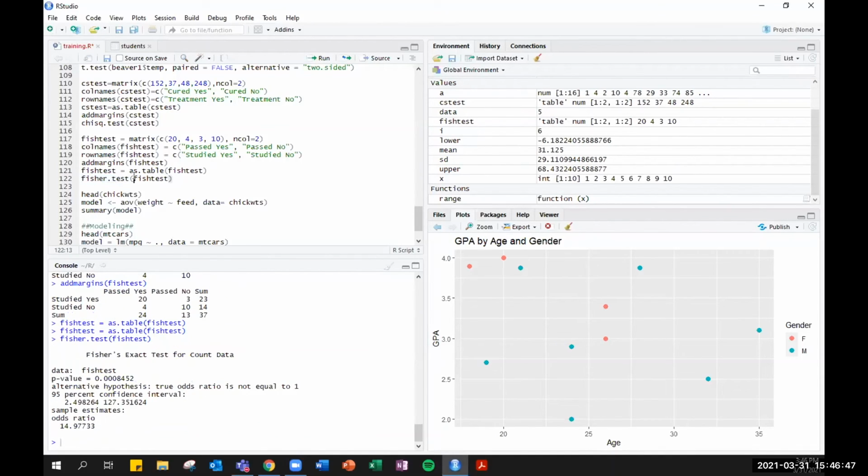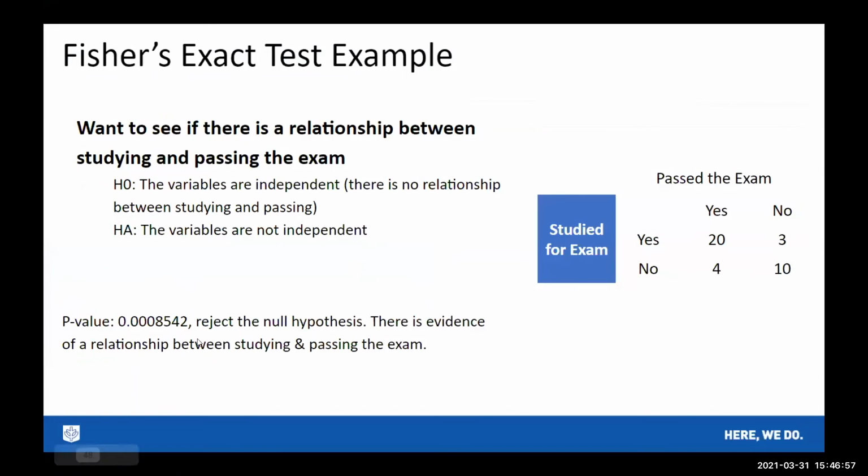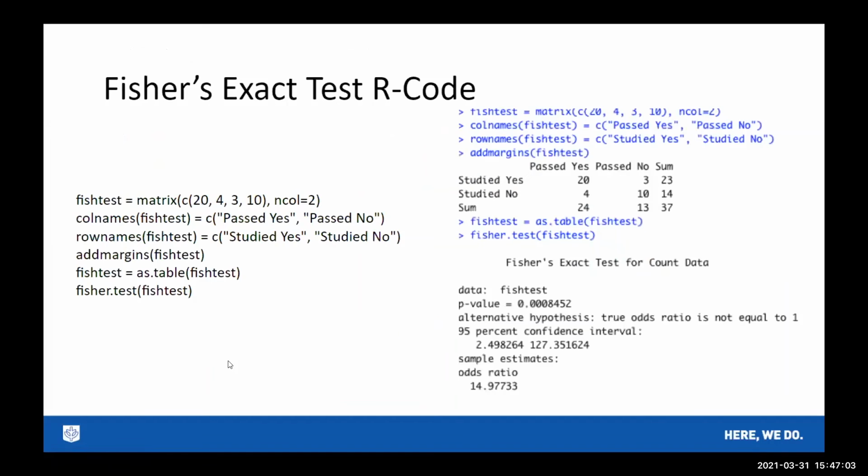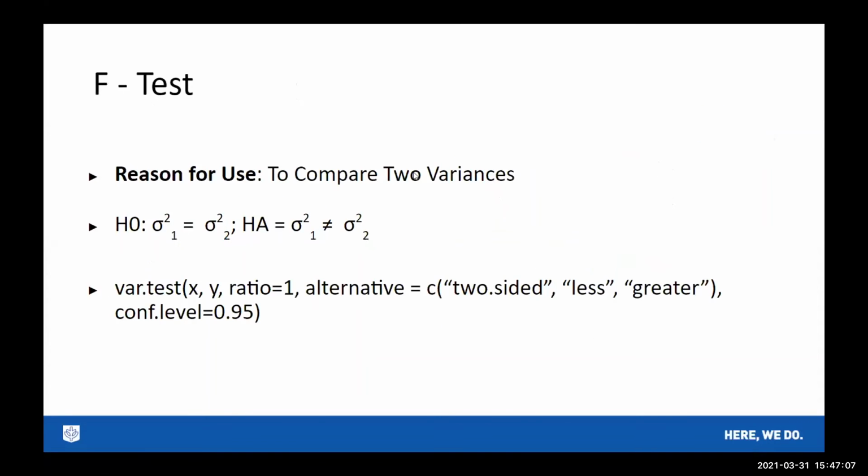And then we can run fisher.test, and we just need to put the name of the contingency table in when we set it up like this. And here we can see that our p-value is super, super small, 0.008. So we reject our null hypothesis. There's evidence of a relationship between studying and passing the exam. Here's the same thing, just in R code.